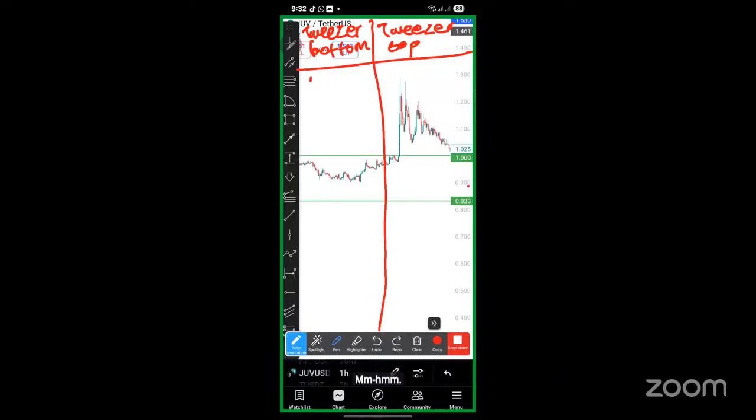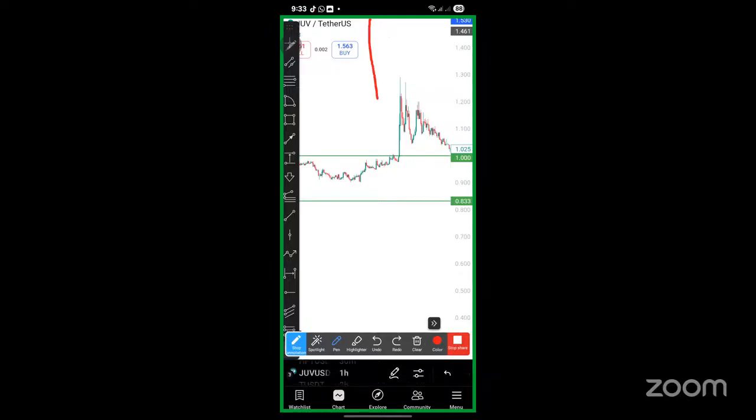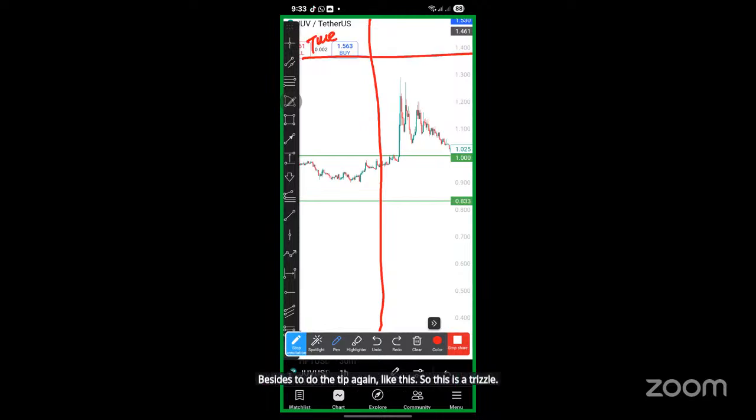And here it looks like this. So let's draw it again. Like this. So this is a tweezer bottom, which is bullish. Okay, this one is the tweezer top, which is bearish. And with the tweezer bottom, you find out that you draw this.